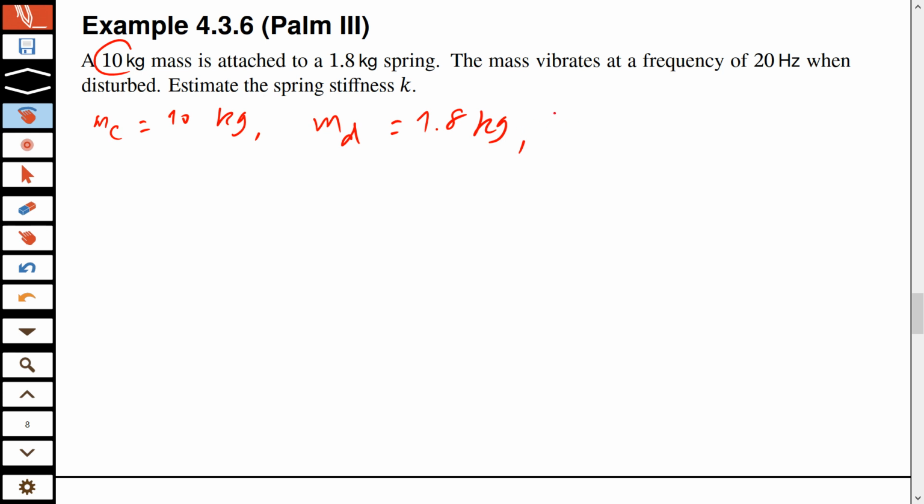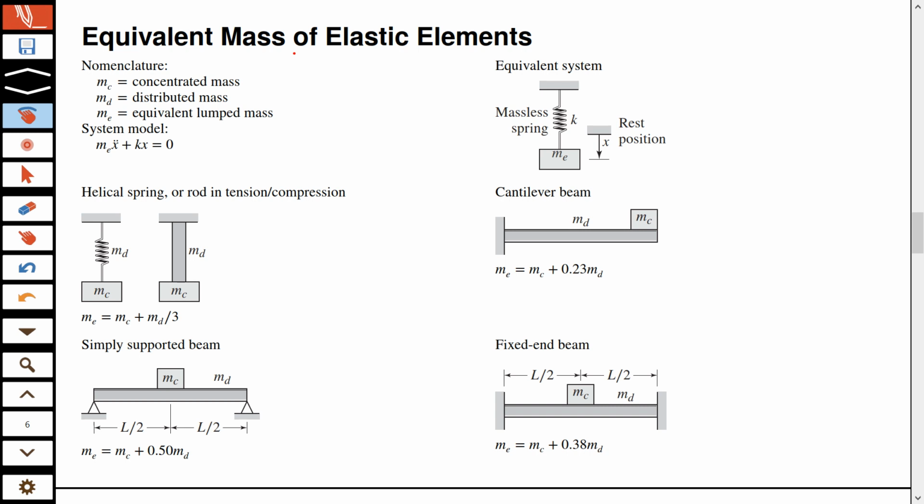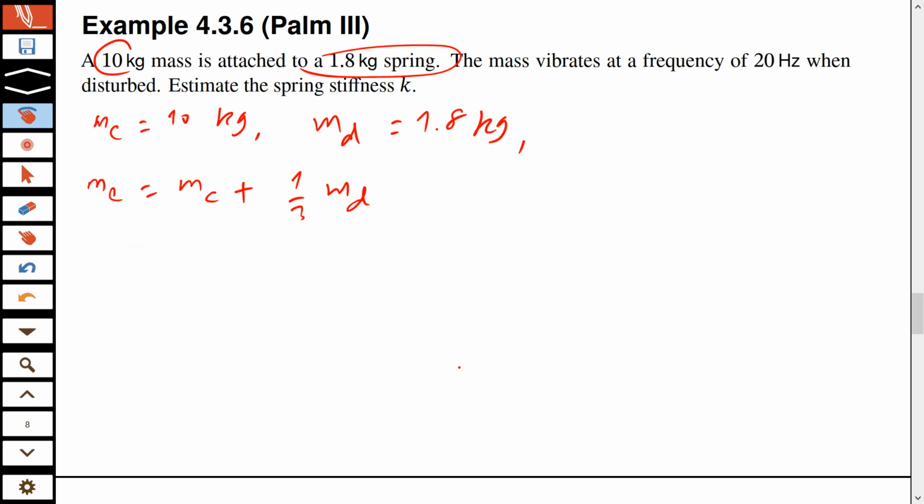The effective mass, ME, will be MC plus a third of that, because I know for the helical spring, I will use this formula. I'll just plug the values. So this will be 10 plus 0.6 kg. So it's 10.6 kilogram.